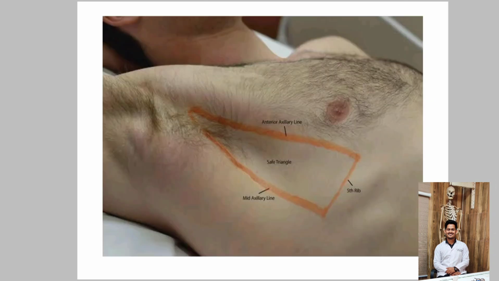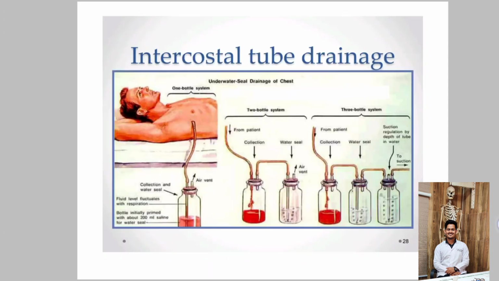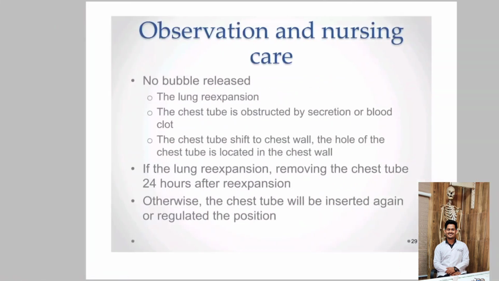This has been the recent triangle of safety. You can see the posterior boundary. It is now taken as the mid axillary line. Now you can see the rib below, that is the fifth rib, and we have to make the incision just above the fifth rib. Whenever we will use the intercostal tube drainage, we have to use the underwater seal. It can be used in many ways, like 1 bottle system, 2 bottle or 3 bottle system, as you can see from the picture itself.